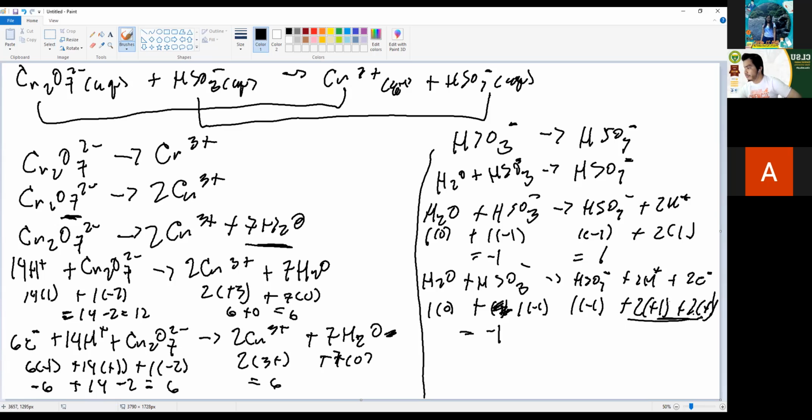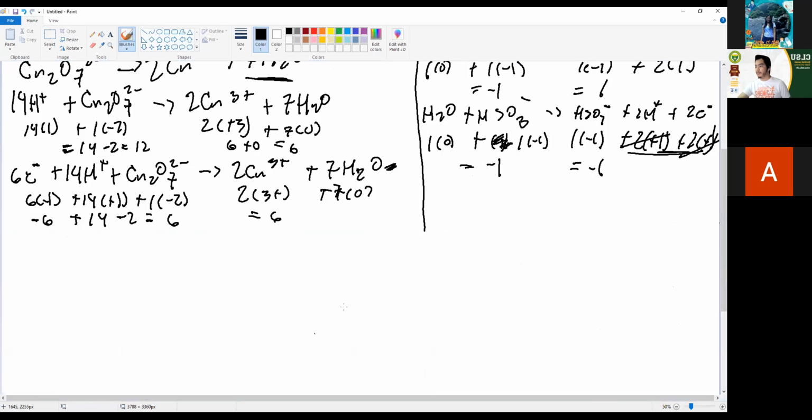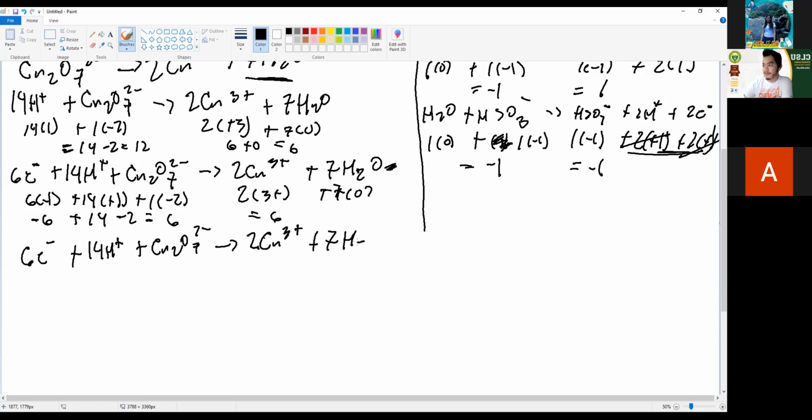So, cancel to. So, equal to negative 1. So, balance na yung both sides. So, next step is, teka, palakihin natin yung. Yan. So, ngayon, since na-balance na natin, for the chromium half reaction, you have 6 electrons plus 14H plus Cr2O7 2 negative will yield 2Cr3 plus plus 7 water.